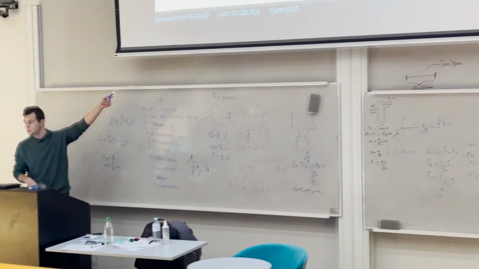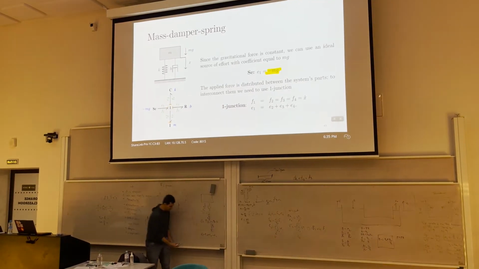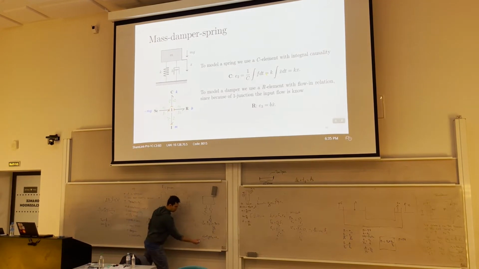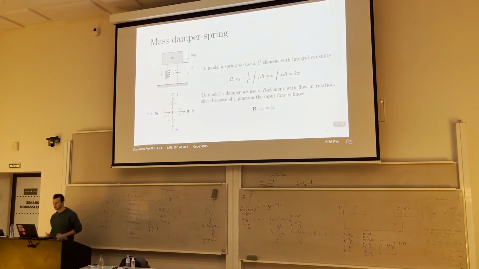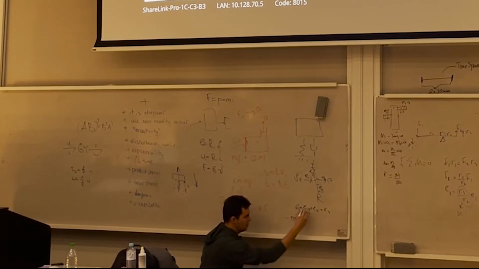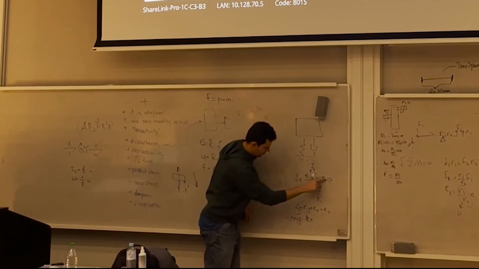All right, for the one junction, is it clear now that all the flows will be the same? It will be equal to x dot, the velocity. And since it's one junction, we need this equation. And we already know E1. For the C element, we can calculate E2 because we have an integral causality when we feed it with the flow. So 1 over C equals the coefficient of stiffness, times the integral of flow, which is x dot. So the integral of x dot equals x. So E1 is minus mg, E2 is kx. This is E2.